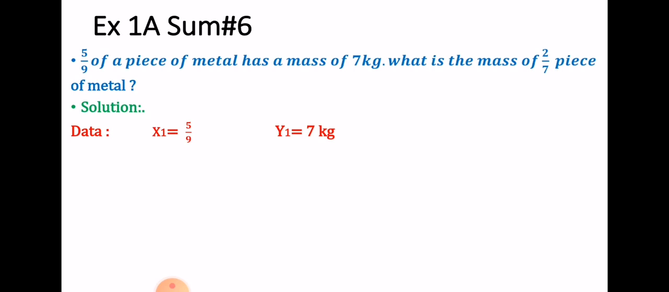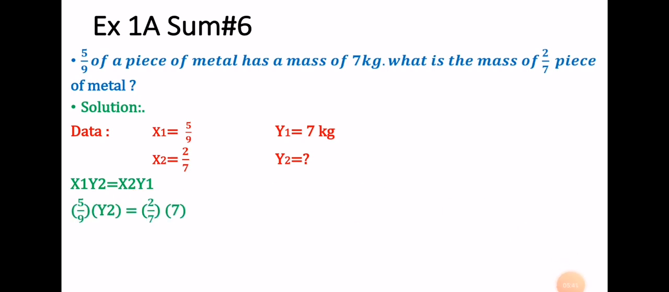Again, we have to solve it by the unity method. We suppose that x is the piece of metal and y is the mass. So x1, the first piece of metal, is 5 over 9, and the mass of the first piece of metal is 7 kg, and the second piece of metal, x2, is 2 over 7, and you have to find the second mass, that is y2. So using the same formula, x1 y2 is equal to x2 y1.